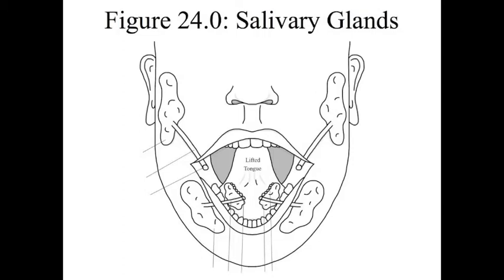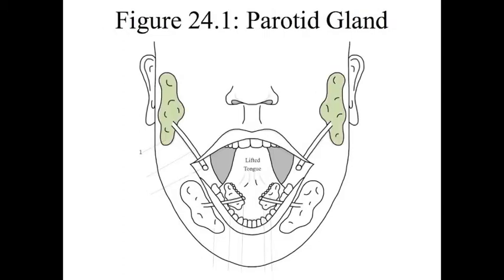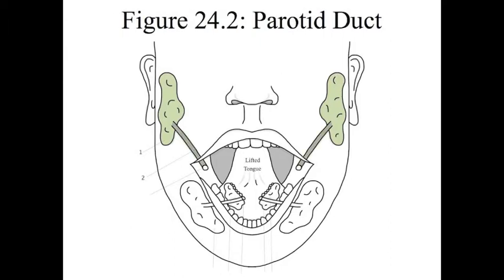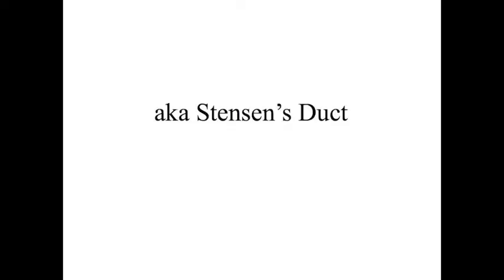Figure 24 is the salivary glands. Number 1 is the largest salivary gland, the parotid gland. Number 2 is the parotid duct. This is how saliva is transferred from the parotid gland and into your mouth. It also has a name of the Stenson's duct. An easy way to remember this is parotid and Stenson's would be PS, like PS, I love you.